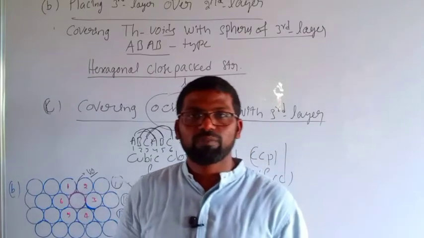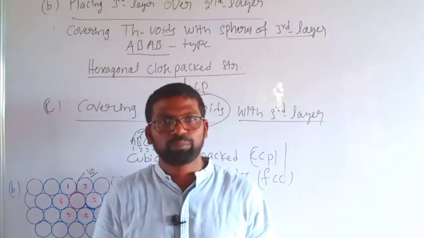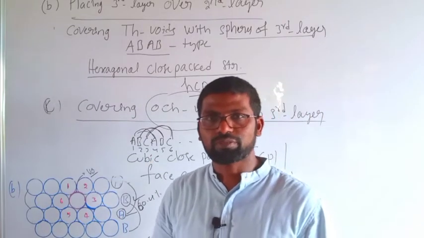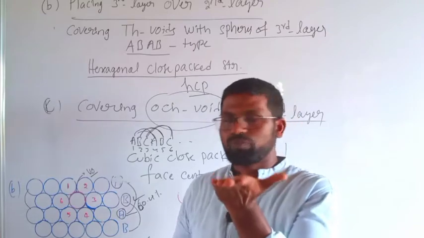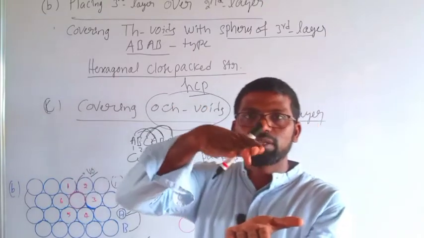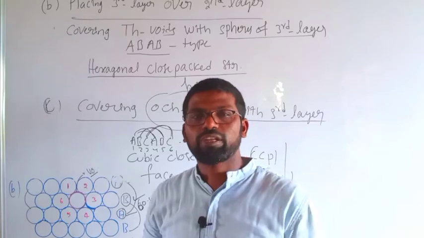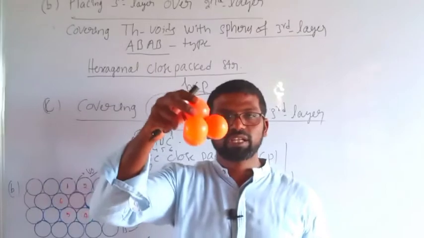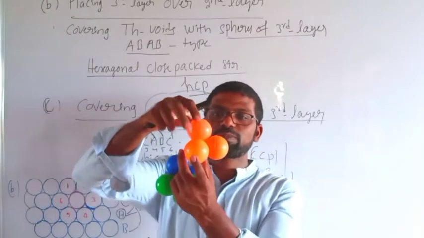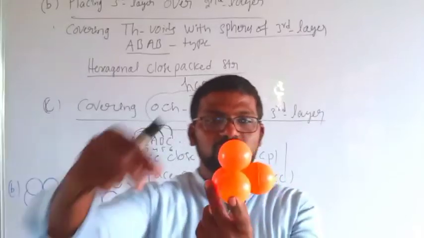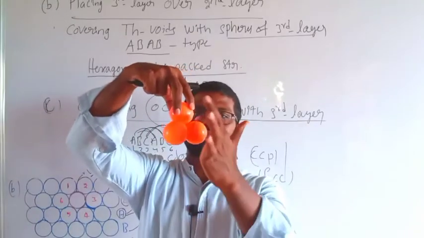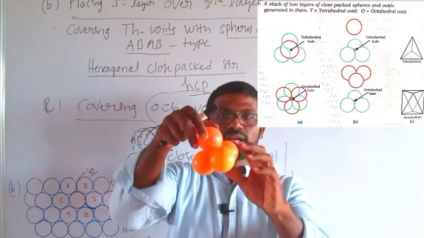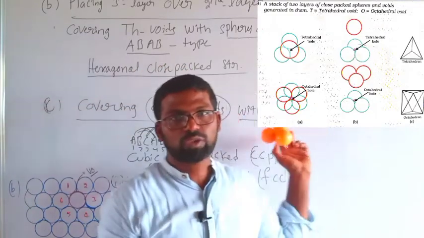So let me summarize all these topics briefly, particularly the three-dimensional pattern of arrangement. When we place the second layer over the first layer, there will be formation of two different types of voids. One is called a tetrahedral void, and how will a tetrahedral void be formed? When the spheres of the second layer are placed over the triangular void of the first layer, then a tetrahedral void will be formed, and its arrangement will be like this, as shown in the figure.